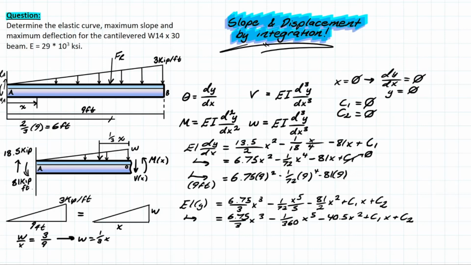We would then solve this and get a value of 273.375. And we have to remember that this EI has to be brought over in order to solve for only slope. So we have this all over EI, and then this is going to be in kip foot squared. And we do the same thing on the bottom here, where we're just plugging in that 9 foot, where that max deflection is going to happen.